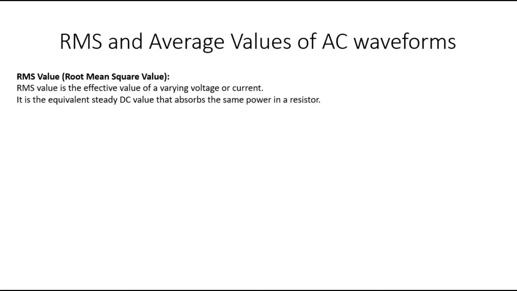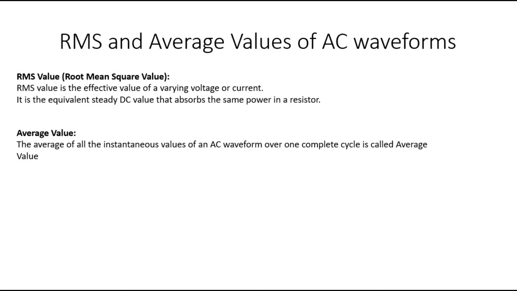Means if you are flowing a DC value through a resistor, it will absorb some power. And in case of AC, if you are flowing that AC through this resistor, the RMS value is that value which absorbs the same power in this resistor. Or it is the equivalent steady DC value that absorbs the same power in a resistor. That is a DC current. Okay.